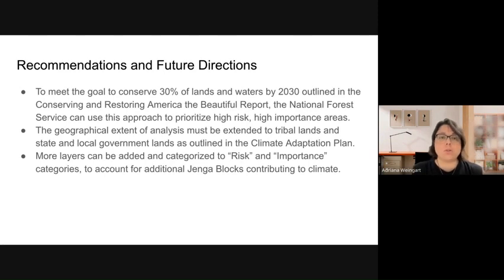To meet the goal to conserve 30% of lands and waters by 2030, outlined in the Conserving and Restoring America the Beautiful report, the National Forest Service can use this approach to prioritize high risk and high importance areas. The geographical extent of analysis must be extended to tribal lands and state and local government lands, as outlined in the Climate Adaptation Plan. More layers can be added and categorized into risk and importance categories to account for additional Jenga blocks contributing to the climate.